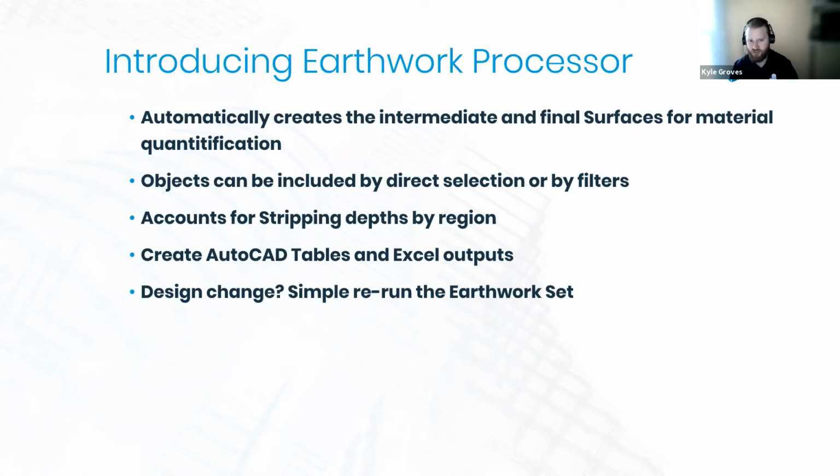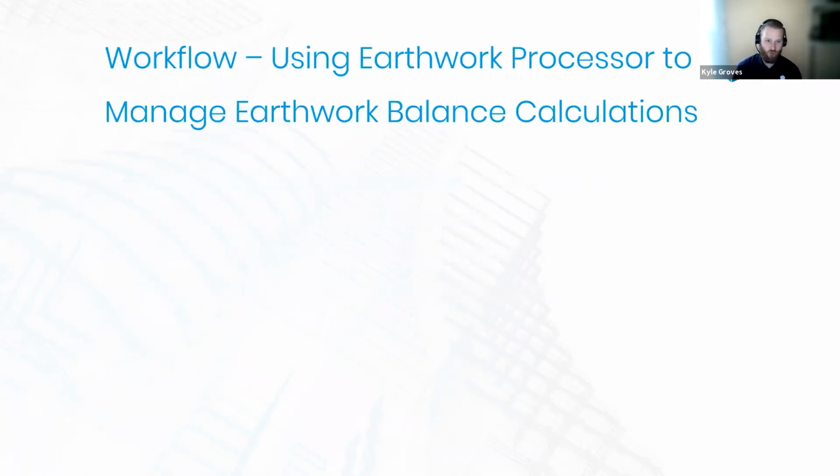Also, part of this is to come up with numbers that we're going to make decisions about our design, and our design process is very iterative. So when our design changes, all we have to do is rerun the Earthwork set, and it's going to automatically update that data for us. We don't have to worry about, well, do I need to build a new surface because I added a new polyline? We don't have to worry about that. The tool is going to manage that for us.